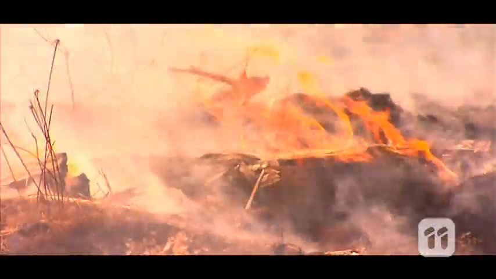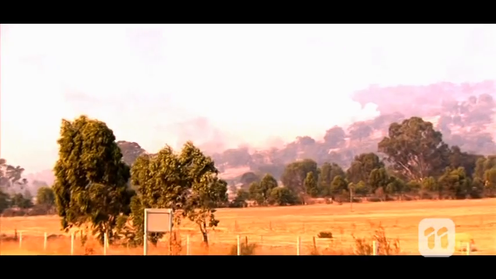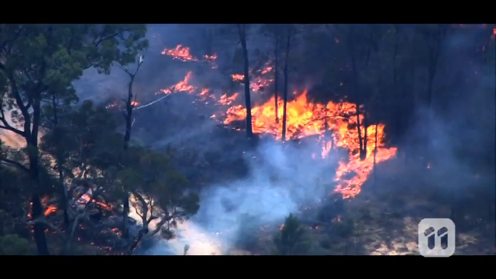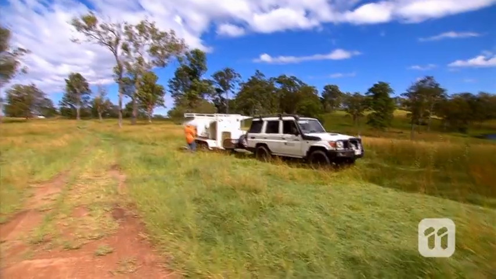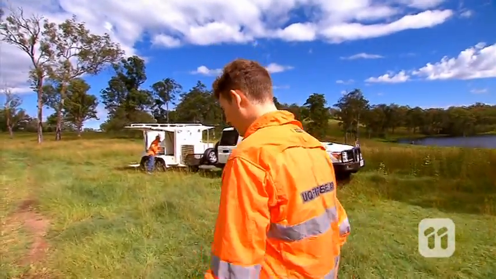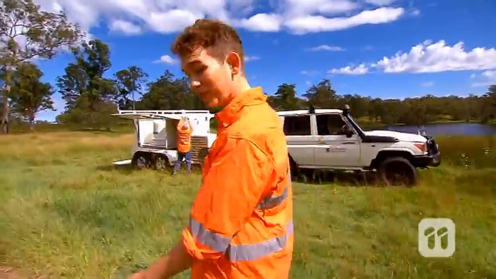When there are bushfire events nearby, the Queensland Fire and Emergency Services alert me so I can gather data on what's happening in the atmosphere around the fire. And to record this important data, we need some high-tech weather monitoring equipment.